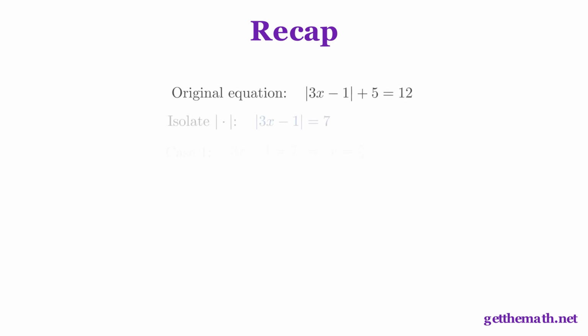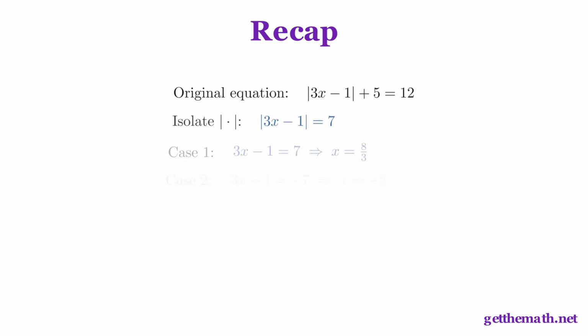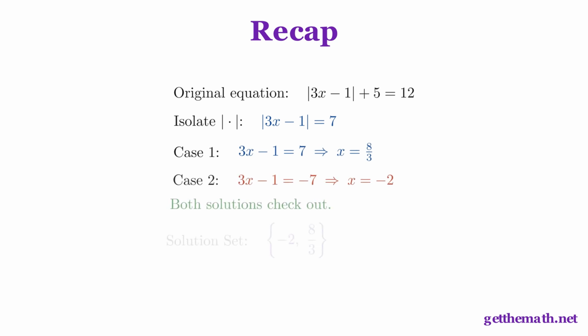Let's recap everything. The original equation was, the absolute value of 3x minus 1 plus 5 equals 12. Step 1. We isolated the absolute value by subtracting 5 from both sides. That gave us, the absolute value of 3x minus 1 equals 7. Step 2. We split into two cases. Case 1, 3x minus 1 equals 7. Add 1. 3x equals 8. Divide by 3. X equals 8 thirds.